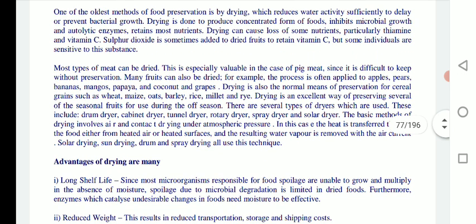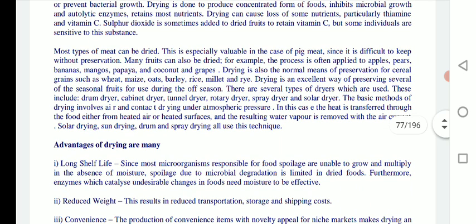So drying can cause loss of some nutrients, particularly thiamine and vitamin C, and sulfur dioxide is sometimes added to dried foods to retain vitamin C, but some individuals are sensitive to these substances. So most types of meat can be dried, and this is especially valuable in the case of meat. Then, since it is difficult to keep them without preservation, many fruits can also be dried. For example, the process is often applied to apples, pears, bananas, mangoes, papayas, coconut and grapes.